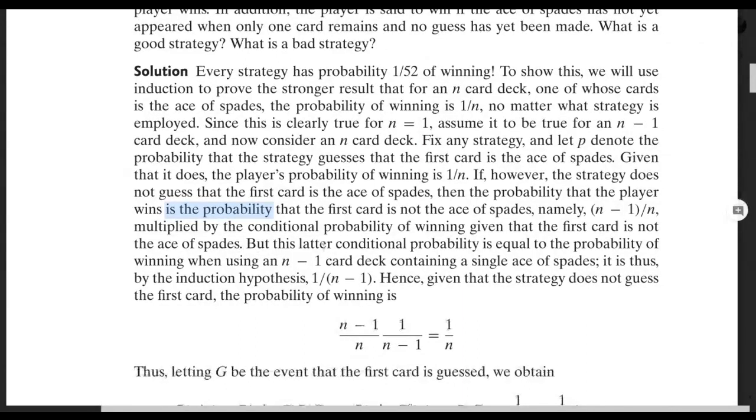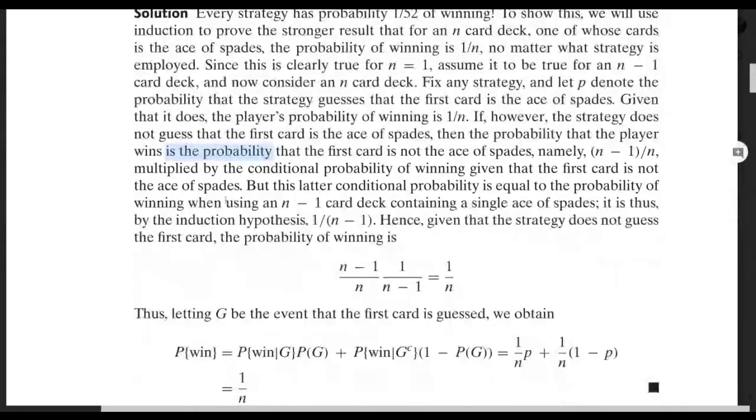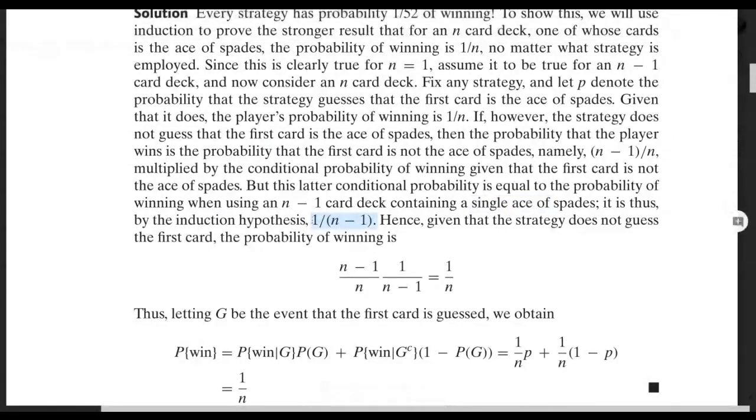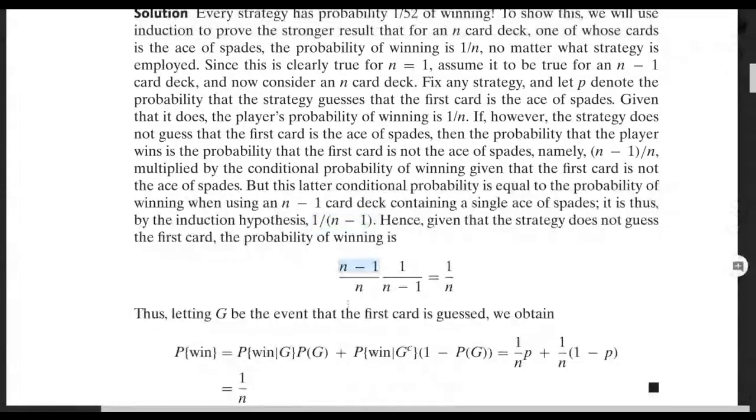So multiply by the conditional probability of winning, given that the first card is not the ace of spades. But this latter conditional probability is equal to the probability of winning when using n-1 cards containing a single ace of spades. It is then, by the induction hypothesis, 1 over n-1. Hence, given that the strategy does not guess the first card, the probability of winning is n-1 divided by n times 1 over n-1, which equals 1 over n.